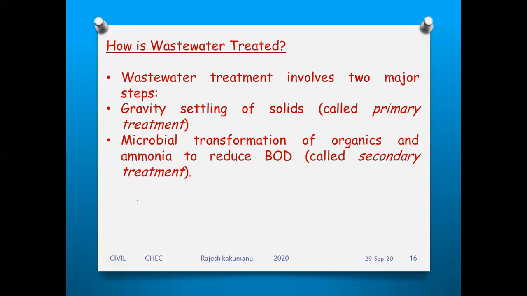So what we have discussed is that the wastewater is treated in two ways. The first method is gravity settling of solids, that is primary treatment. The next one is microbial transformation of organics and ammonia to reduce biochemical oxygen demand. This is simply secondary treatment, which is called the secondary treatment process.